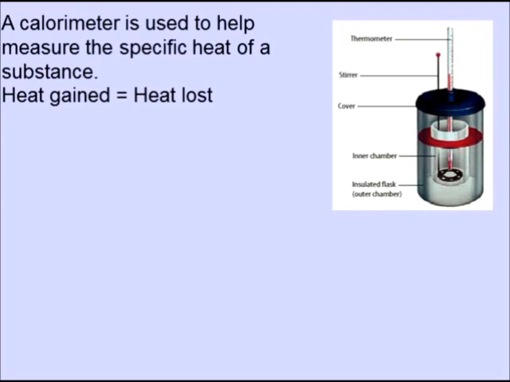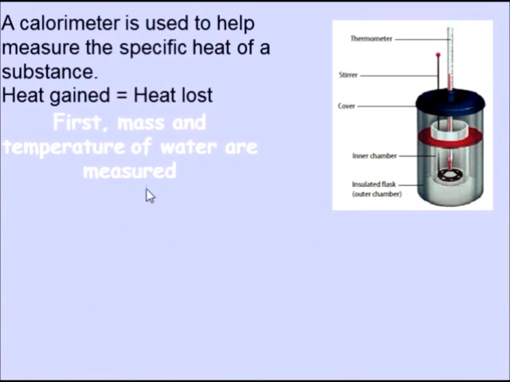A calorimeter is what we use to determine the specific heat of a substance. A calorie is the unit we use to determine how much a specific heat is going up or down. So we use a calorimeter to determine the specific heat of a substance, how much is lost or how much is gained. Heat gain is equal to heat loss.